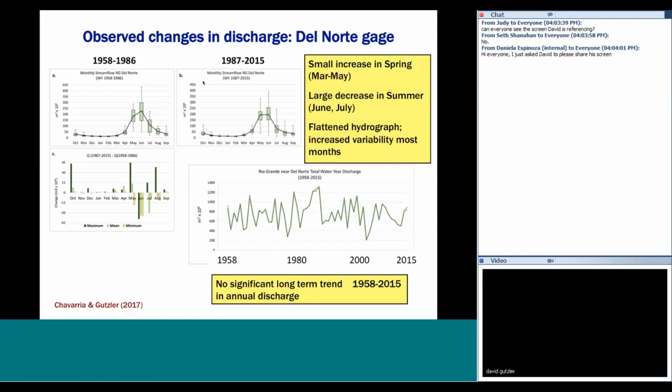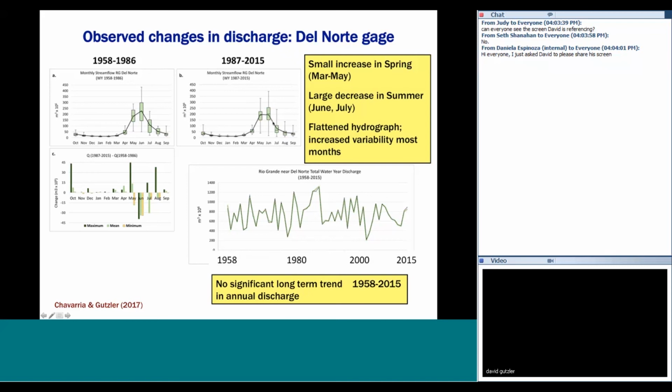However, if we parse the total flow into an annual cycle, we can look at the early decades and later decades of our period of record in the upper left. We see hydrographs at the Del Norte gauge that show a change in the pattern, the monthly delivery of streamflow past the gauge, that looks qualitatively somewhat like the projected hydrograph changes coming out of climate models, in the sense that we see a very large decrease in streamflow in the summer months of June and July.